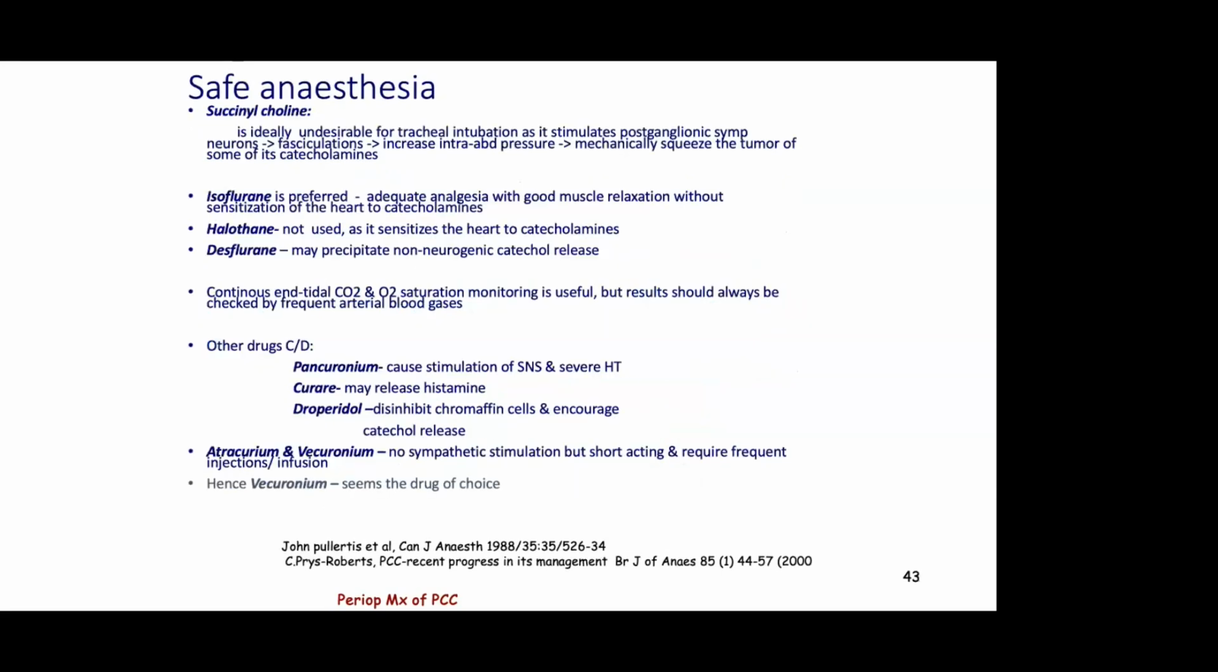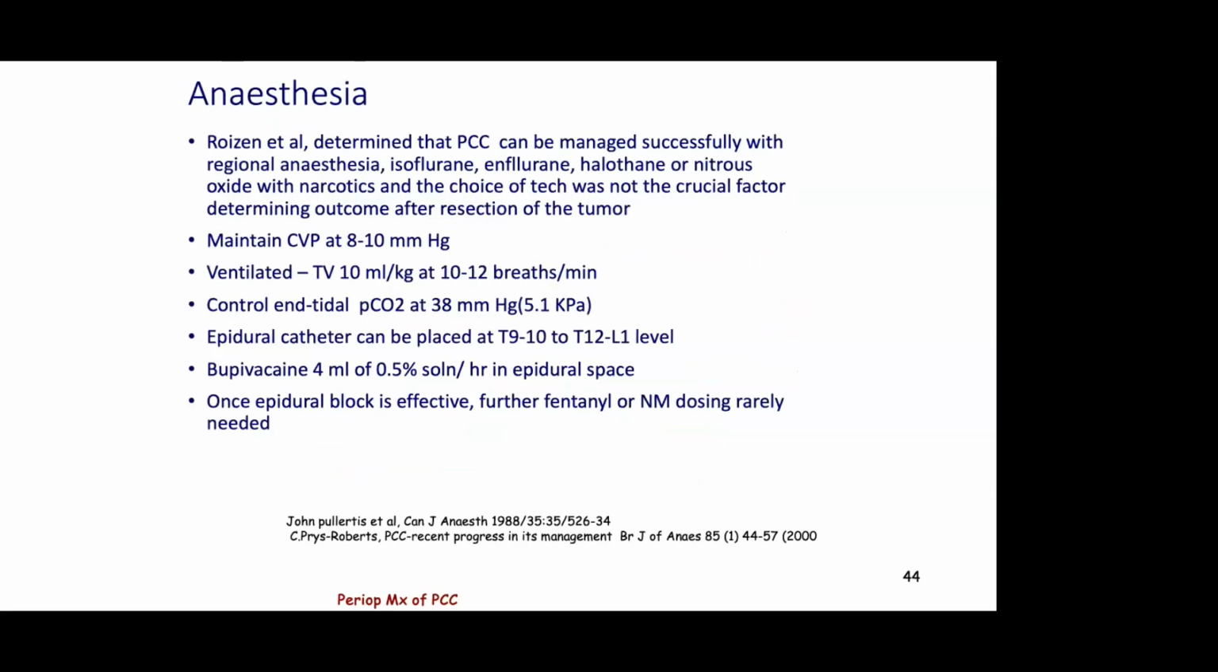And so isoflurane is preferred, and desflurane, though it is cardiac safe, is not to be used because it can precipitate non-neurogenic catecholamine release. And so atracurium and vecuronium are the most common relaxants that are used. Succinylcholine is better avoided. So maintain the CVP at 8 to 10, and these are all important.